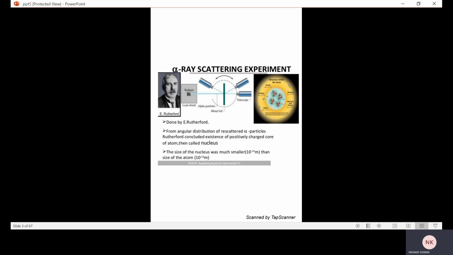Alpha ray scattering experiment. The alpha ray scattering experiment was done by Rutherford, from the angular distribution of scattered alpha particles. Rutherford concluded the existence of a positively charged core of the atom, which he called the nucleus. The size of the nucleus was much smaller than the size of the atom.